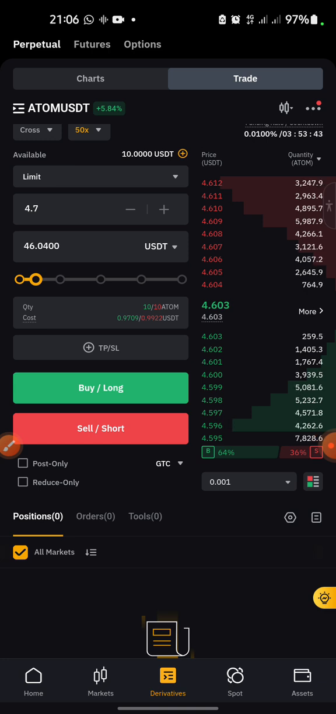Because your 10 over 10, or 10% of your available capital, 10 over 10 is 1, then multiplied by the 50x, you'll be getting 46, or rather $50. So I'm sure you guys have gotten to understand how the leverage works. So that's all you need to know about leverage.